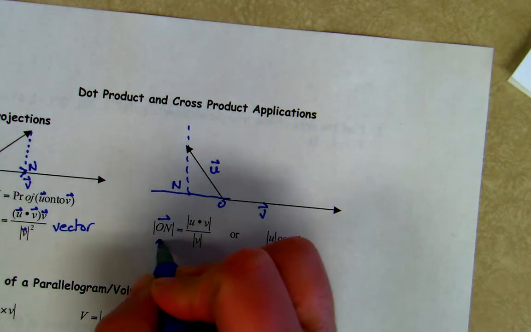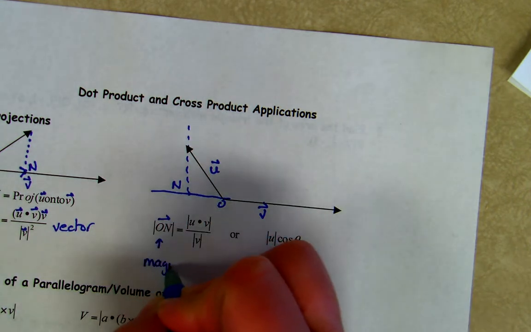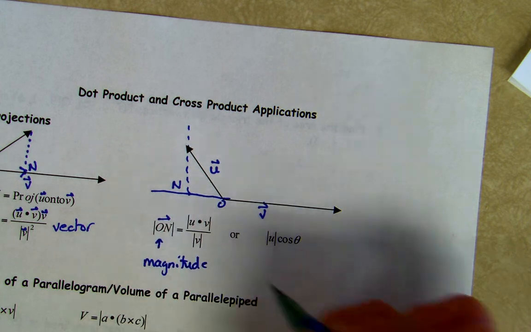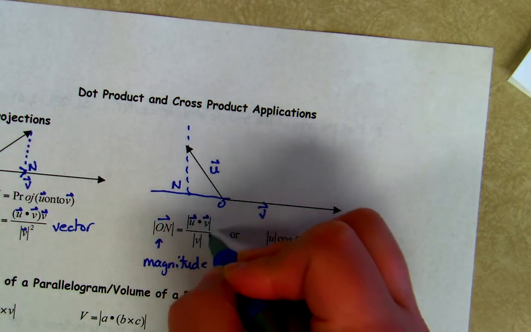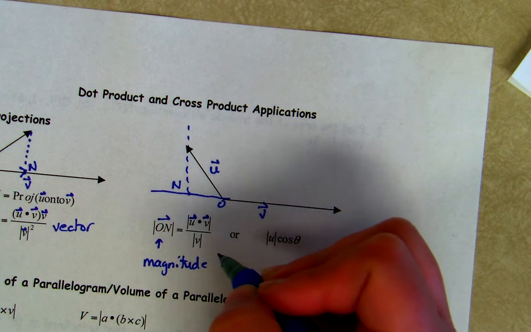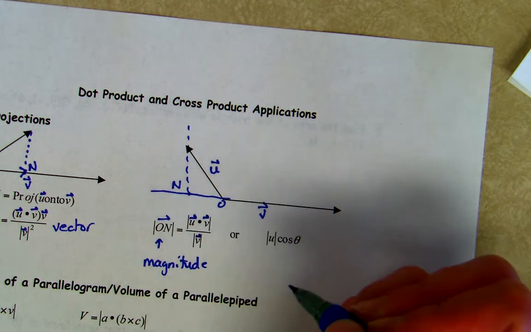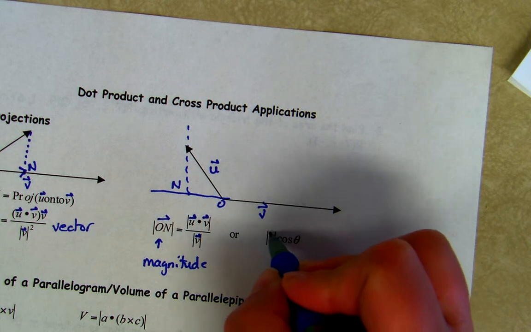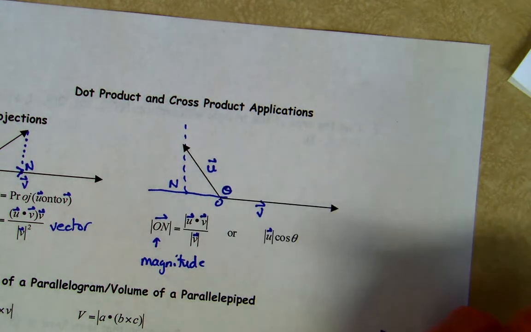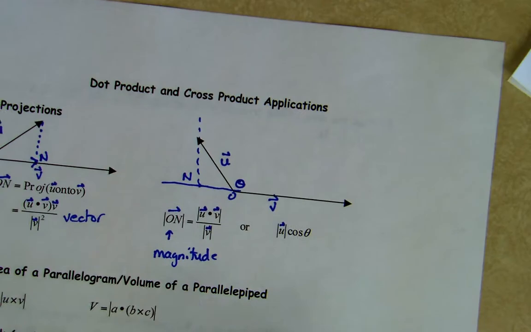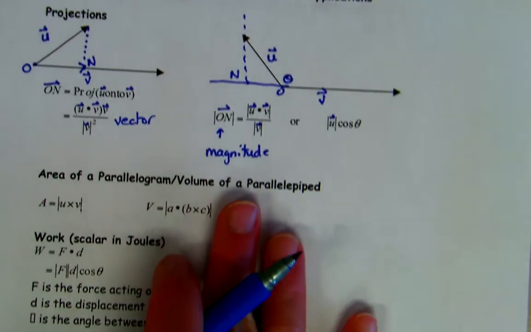If I'm looking for the magnitude only, so I just want to know how long the projection is going to be, I can use this formula. It's the absolute value of U dot V, because I don't want direction, I just want size, divided by the magnitude of V. Or another way to find it is the magnitude of U times cos of theta, where theta is the angle in between them. And I'm going to do some examples and show you how to use those formulas.